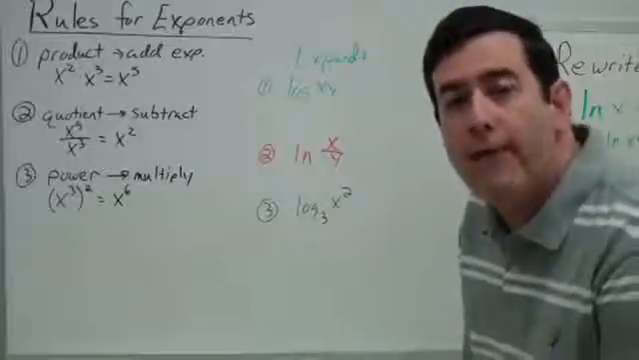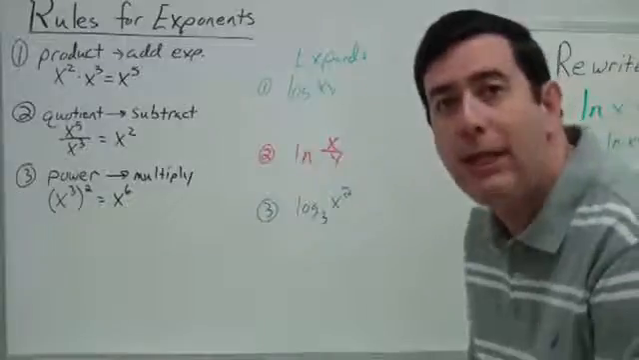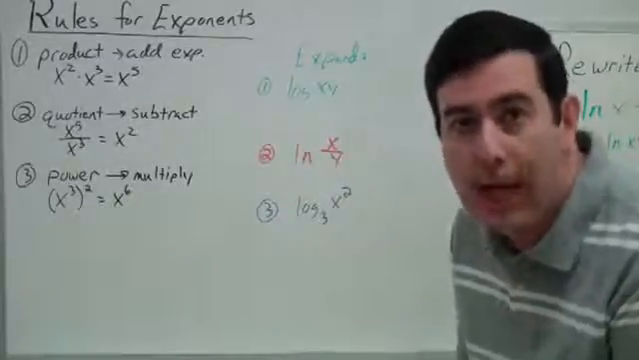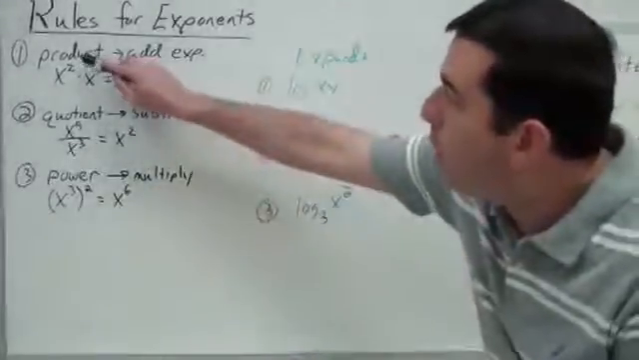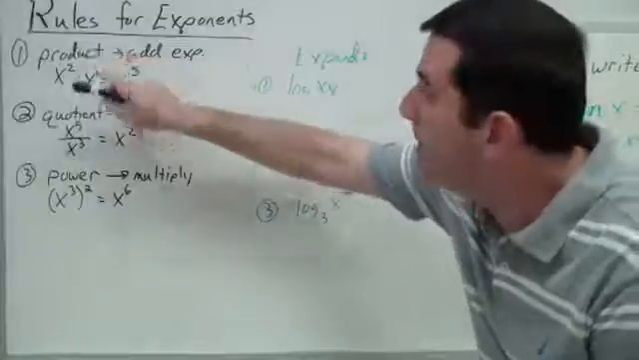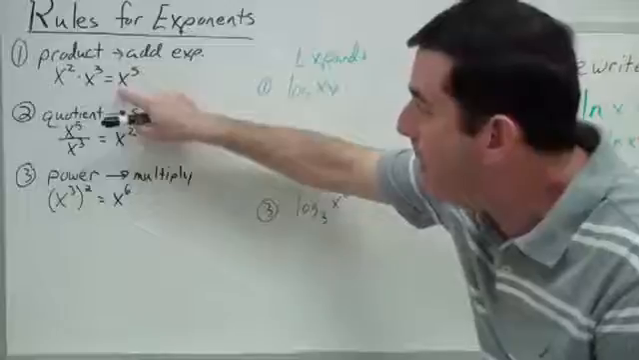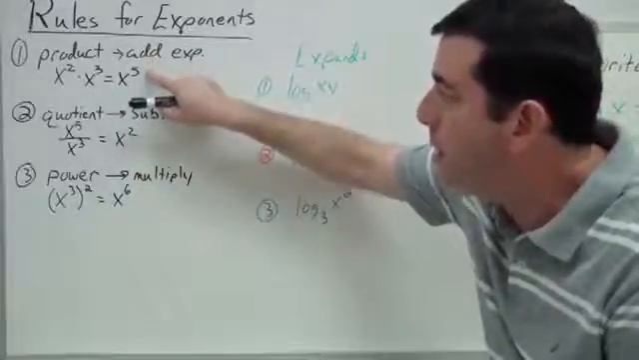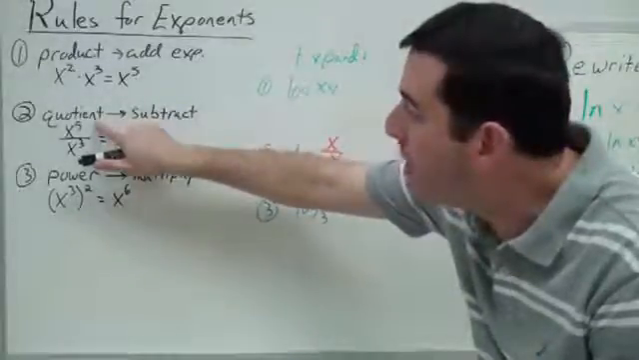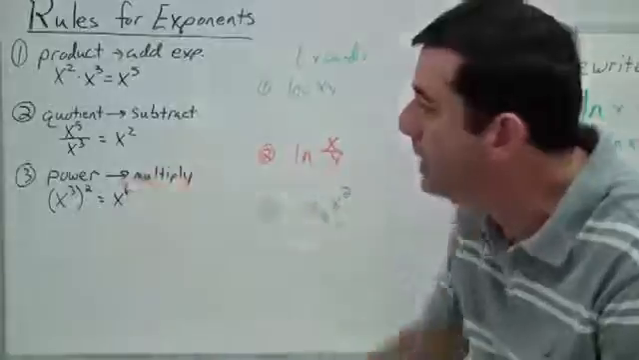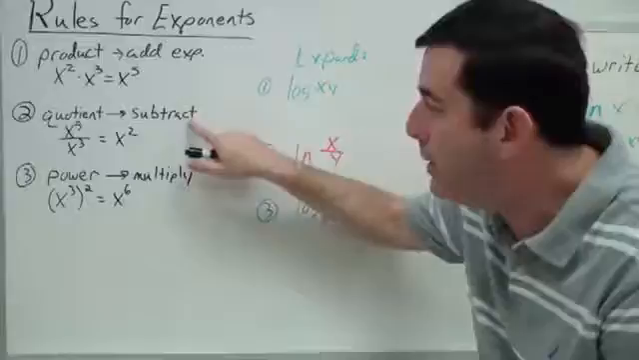Since logs are just fancy ways of writing exponents, that means that the exponent rules that we learned in algebra still apply. The three that are going to be the most important for us are first the product rule, which says if you're multiplying two things together that have the same base, keep the base, add the exponents. When you are dividing, it's going to be the reverse. The quotient rule says if you're dividing two things that have the same base, keep the base, subtract the exponents.